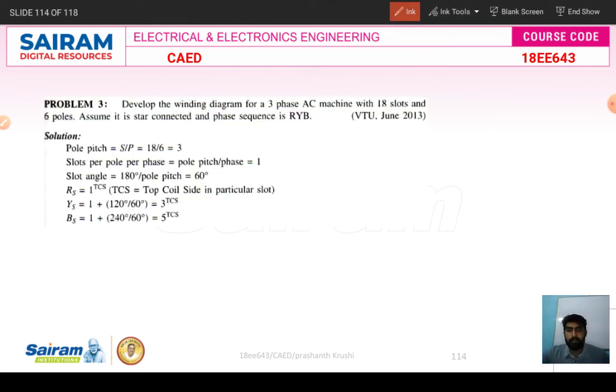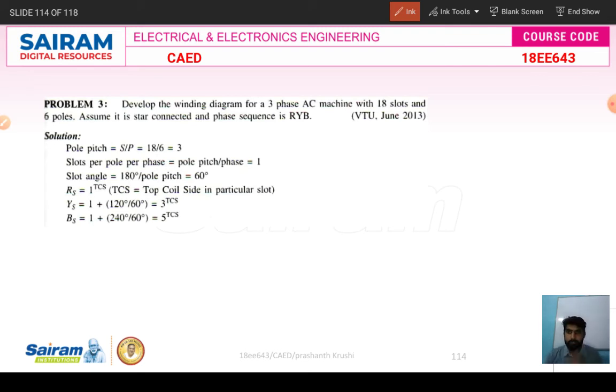Develop the winding diagram of a 3-phase AC machine with 18 slots and 6 poles. Assume it is star connected and the phase sequence is RYB. So pole pitch is equal to the number of slots per pole, 18 by 6, that is 3 only, the pole pitch. Slots per pole per phase.